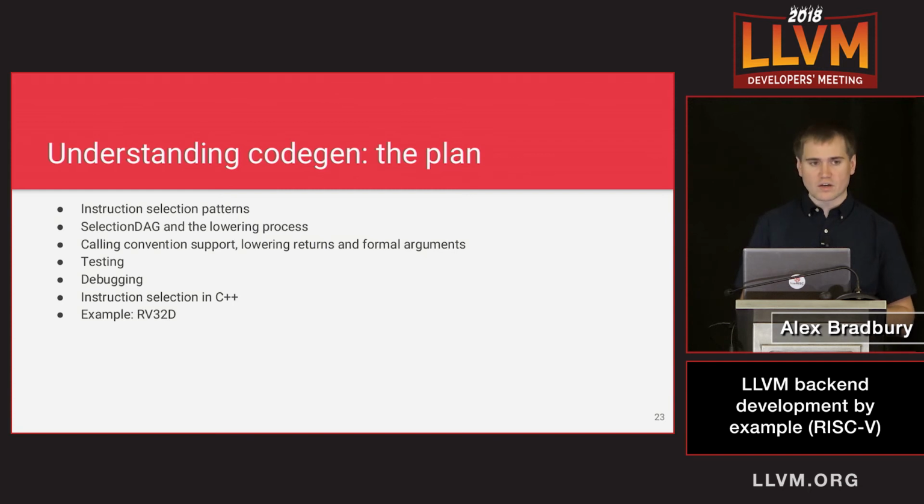We'll talk briefly about calling convention support and lowering returns and formal arguments. Look again at testing for code gen, debugging, and maybe if there's time, have a brief look at C++ implemented instruction selection and maybe a slightly hairier example that might pull everything together.